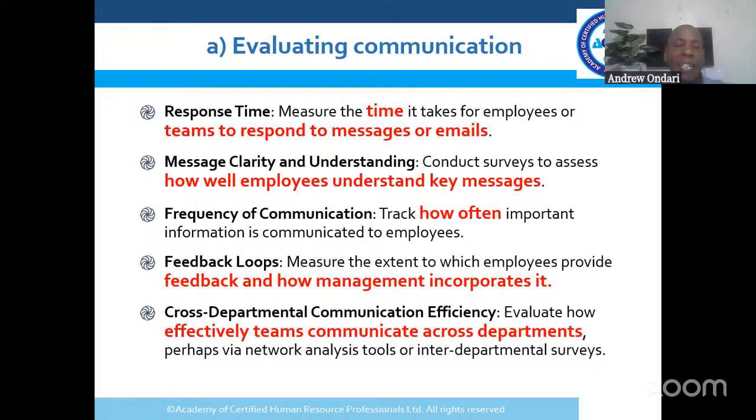The first channel I have mentioned is written communication. This involves aspects like letters, emails, reports, or minutes. These are the records that we always keep in our departments as evidence of the activities that we undertake.